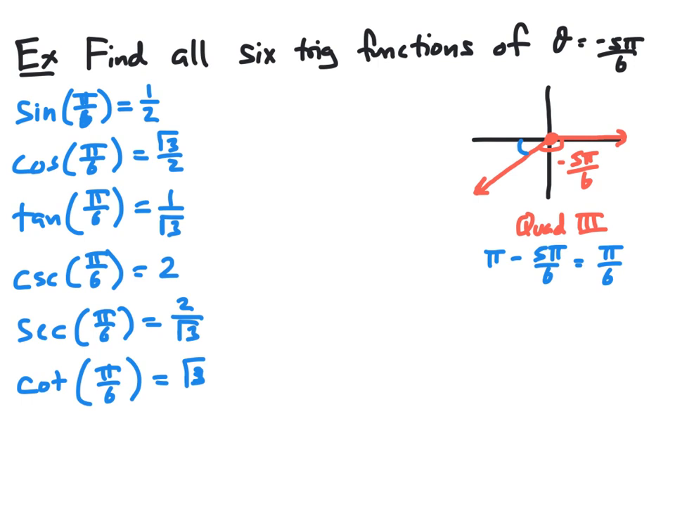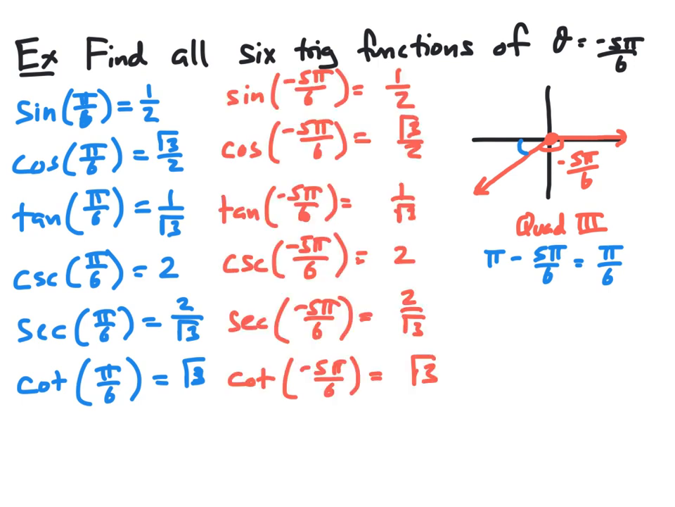Here are the values for the 6 trig functions for pi over 6 radians. The sine and cosine values are ones that we should know, 1/2 and square root of 3 over 2. And the remaining 4 we can find using the unit circle definitions. For example, the tangent of pi over 6 is the sine of pi over 6 divided by the cosine of pi over 6, 1/2 divided by square root of 3 over 2, and when simplified, that results in 1 over square root 3.